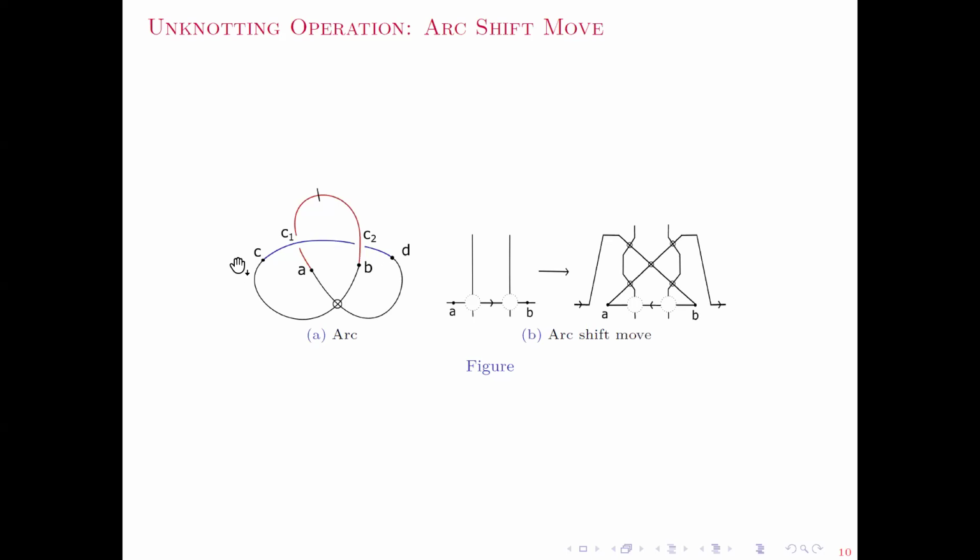Like CD, this blue one is an arc. CD is an arc. AB is also an arc. The difference is AB has a bar and CD has not. So a bar is also allowed. So an arc can be anything. Classical and virtual crossings are allowed.